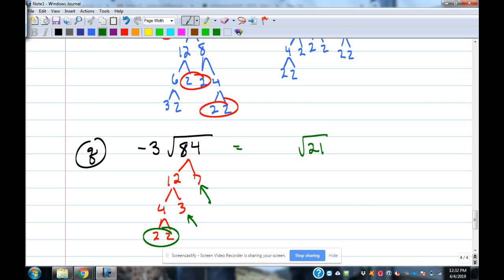Now, on the outside of the square root, there's already a -3. And then what else is coming out there? The 2. What operation is the name of the game today? Multiplication. And factor trees are built by multiplication. That's exactly what we're doing, multiplying. So anything that was already out there multiplies to anything you bring out there. So -3 is already there. I'm bringing a 2 out. I'm going to multiply those together to get -6 square root of 21. That's the simplified version for that one.